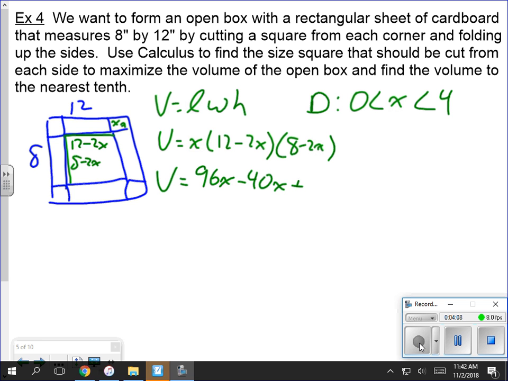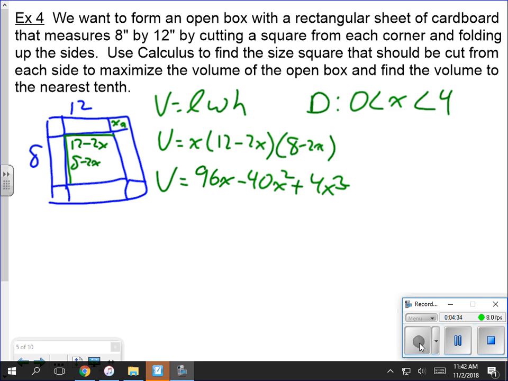Plus 4x cubed. Check me. Make sure I foiled it out correctly and then distributed the x. I do believe that's right. Okay, so that's the formula for my volume.